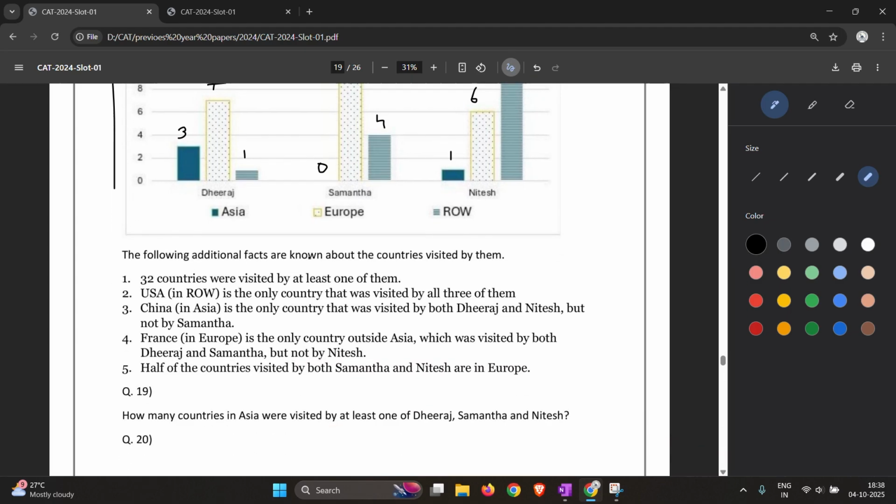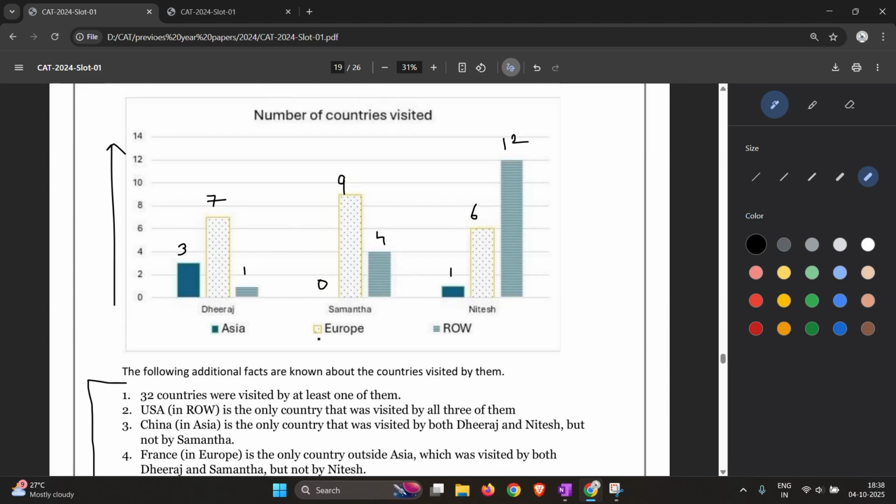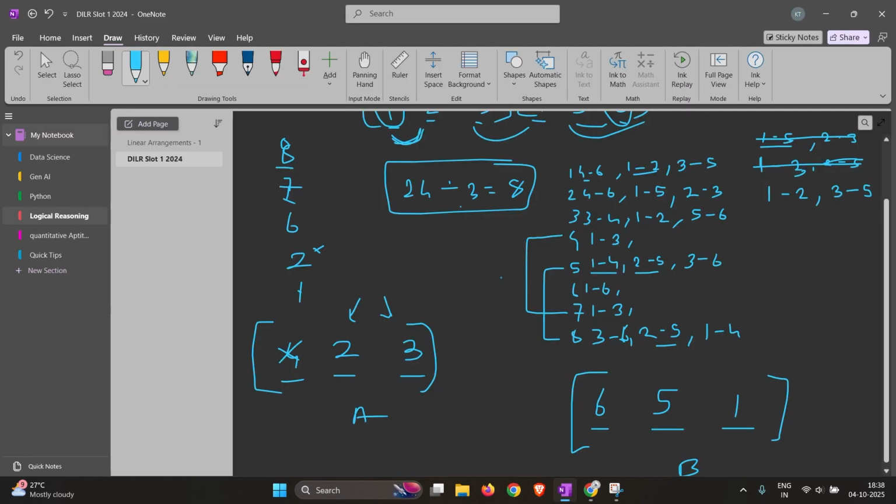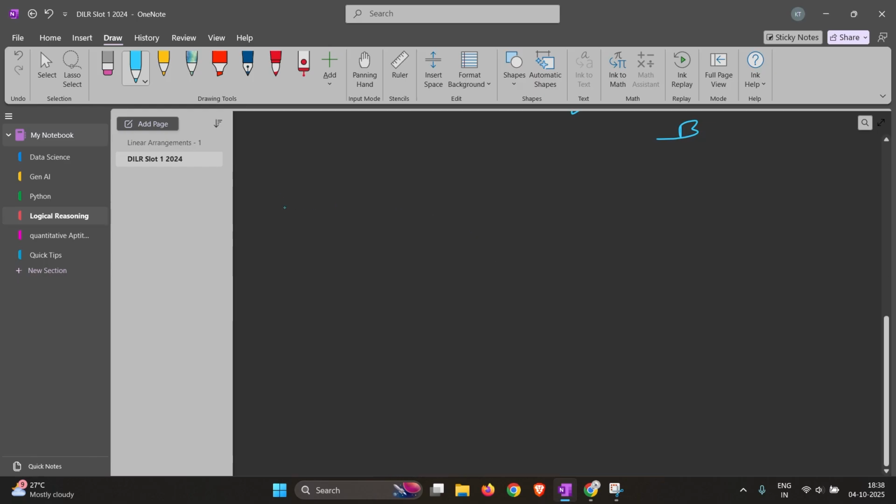So the following additional facts are also known about the countries visited by them. In these types of questions, since you have been given some numbers, you can treat the countries like sets of countries visited by people, and the sets can have intersections and unions. That way you'll be able to use math to deduce some of the numbers that we can't normally. So let's go ahead and write what all sets might be useful.